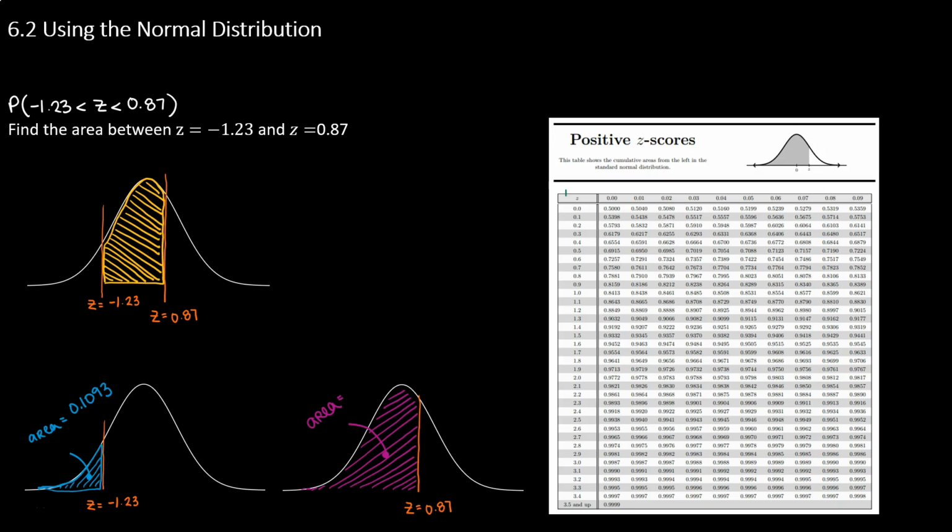To find the area, I'll read the table just like we did on the negative z-score, starting along the left column, looking at that row of areas, and then picking out the appropriate column for my hundredths place digit, and finding the overlap of the row and the column. So the area left of z equals 0.87 is 0.8078. And again, this table is giving me area from the left on the standard normal distribution. So both of these area calculations are left-sided area calculations.